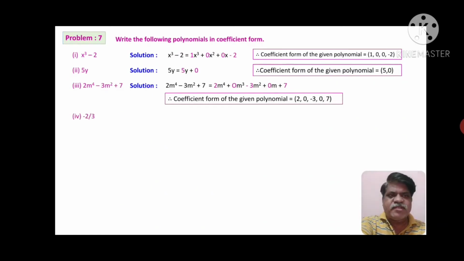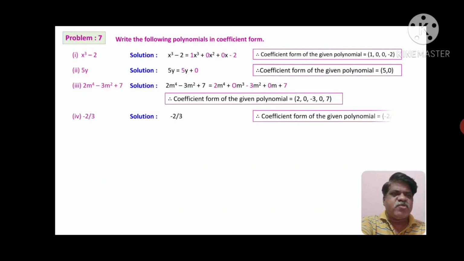Fourth problem we will consider now. Friends, you could see that it's minus 2 upon 3 here. Simply minus 2 upon 3 itself is a coefficient, therefore the coefficient of the given constant polynomial will be minus 2 upon 3.